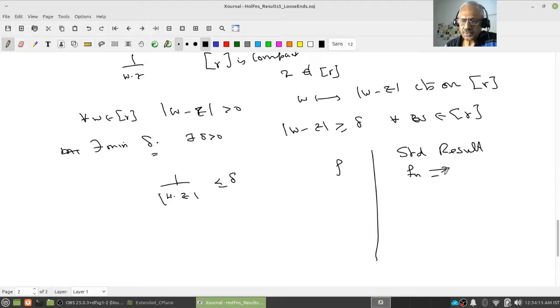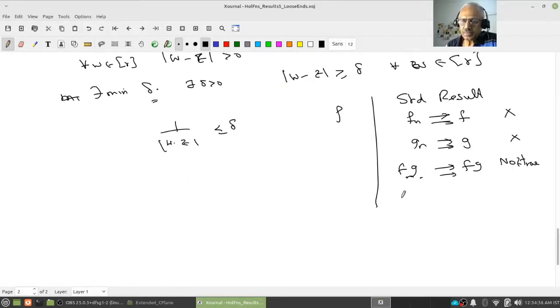If Fn converges to F uniformly on some set X and Gn converges to G uniformly on the set, I cannot conclude that Fn Gn converges to FG uniformly. Not true in general. But if I know the Gn's are bounded uniformly, that is, |Gn| is less than or equal to M for all n, then Fn Gn converges to FG. Now come back to this.